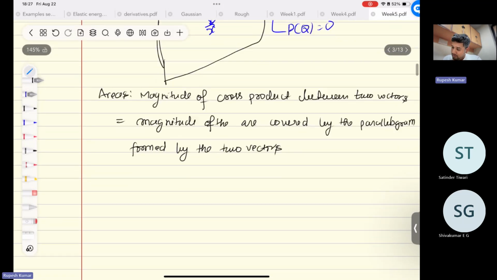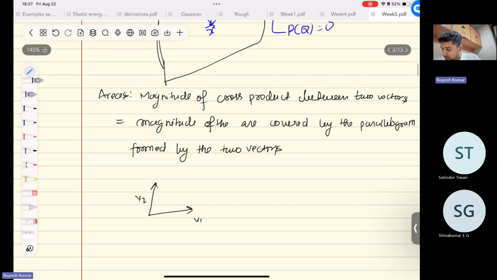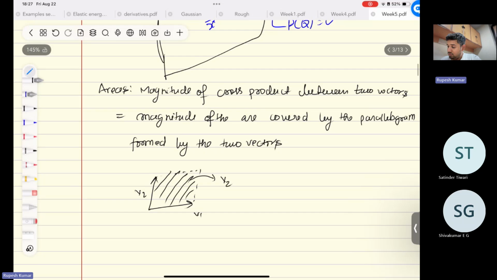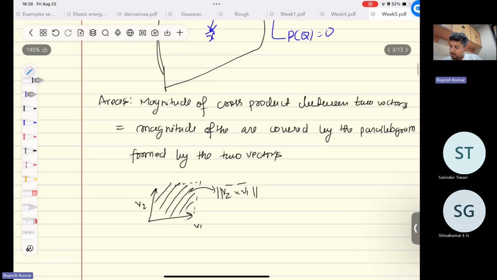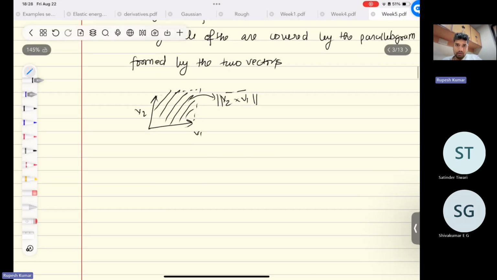Essentially, let's say we have a vector like this, v1, and a vector like this, v2. We take their cross product, and that cross product will give us the area spanned by this parallelogram, so this area. This will be equal to the magnitude of v2 cross v1, right? So this is the definition of a cross product. Fine. And then the question arises.